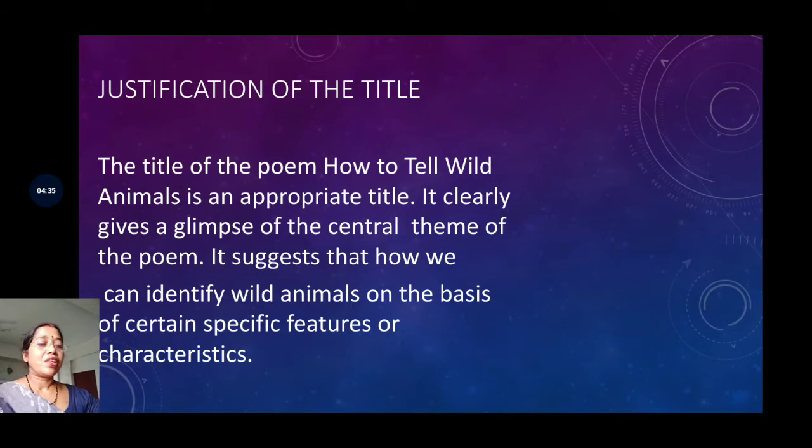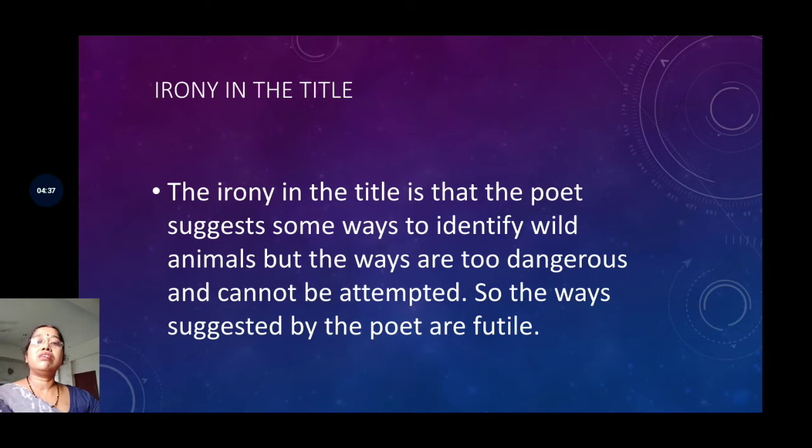Next we take the title. Is there any irony? Yes, there is irony in the title. The irony in the title is that the poet suggests some ways to identify wild animals, but the ways are too dangerous and cannot be attempted. So the ways suggested by the poet are futile.